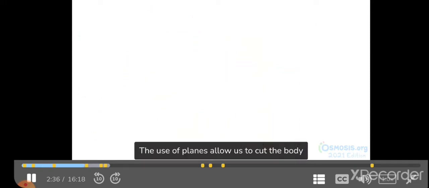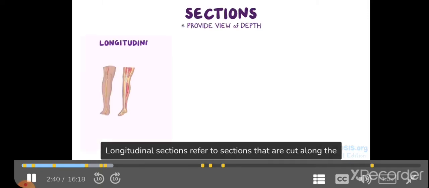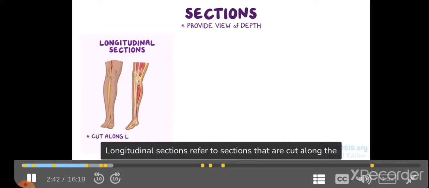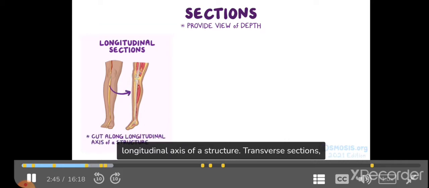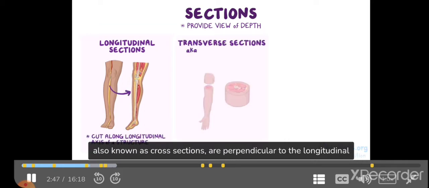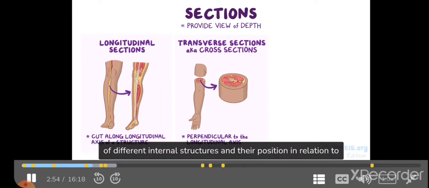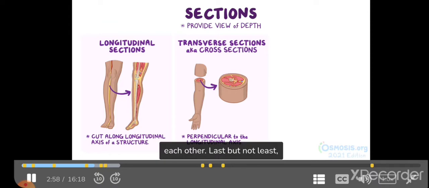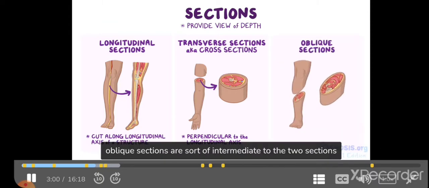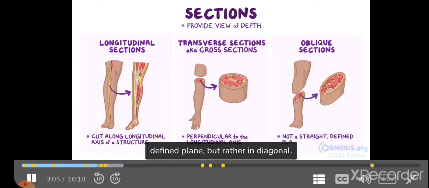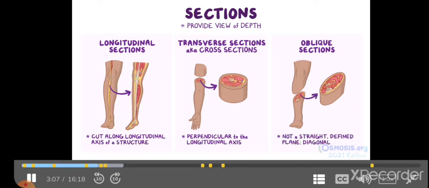The use of planes allows us to cut the body into sections, which provide a view of depth. Longitudinal sections refer to sections that are cut along the longitudinal axis of a structure. Transverse sections, also known as cross sections, are perpendicular to the longitudinal axis. These sections are useful for understanding the relative depths of different internal structures and their position in relation to each other. Last but not least, oblique sections are sort of an intermediate of the 2 sections we've talked about, since they're not cut in a straight defined plane, but rather in diagonal.